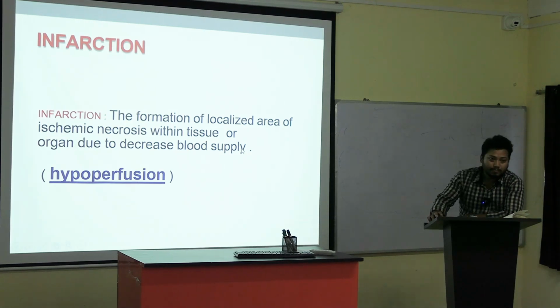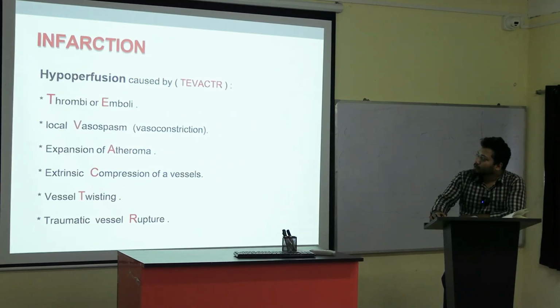So what is infarction? It is the necrosis of a tissue that happens due to ischemia. Necrosis means death of a tissue. Necrosis, which means death of a tissue that happens due to ischemia, is known as infarction, which is also known as hypoperfusion. These are the causes of hypoperfusion, and this is a mnemonic, T vector.